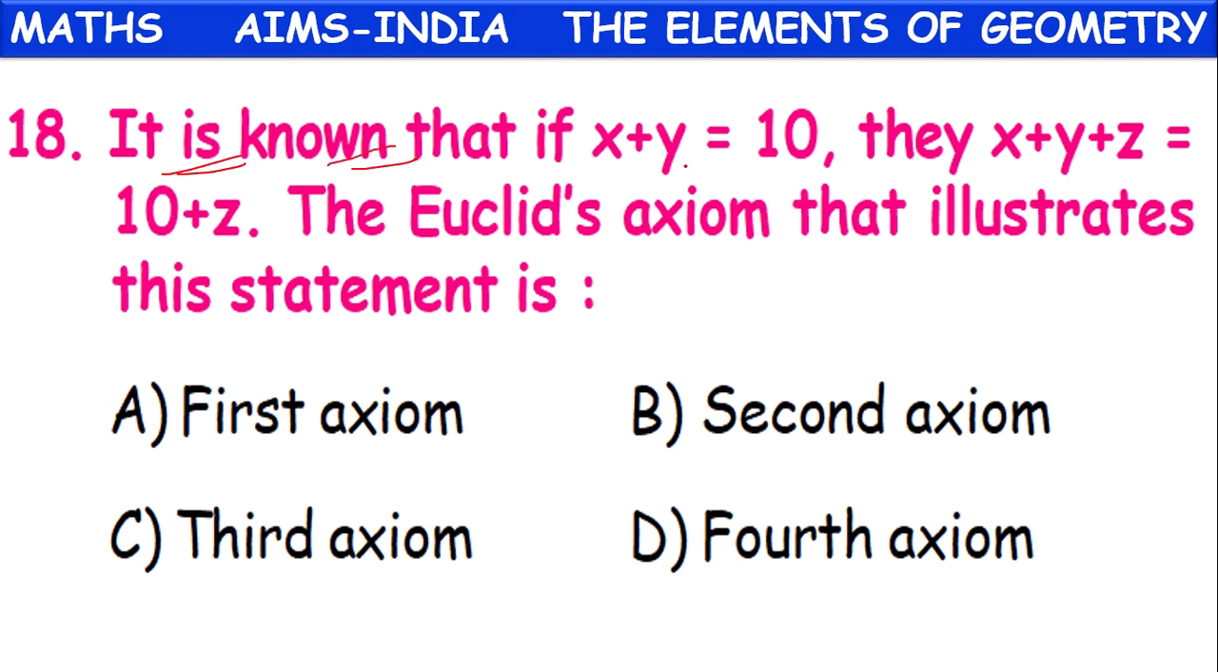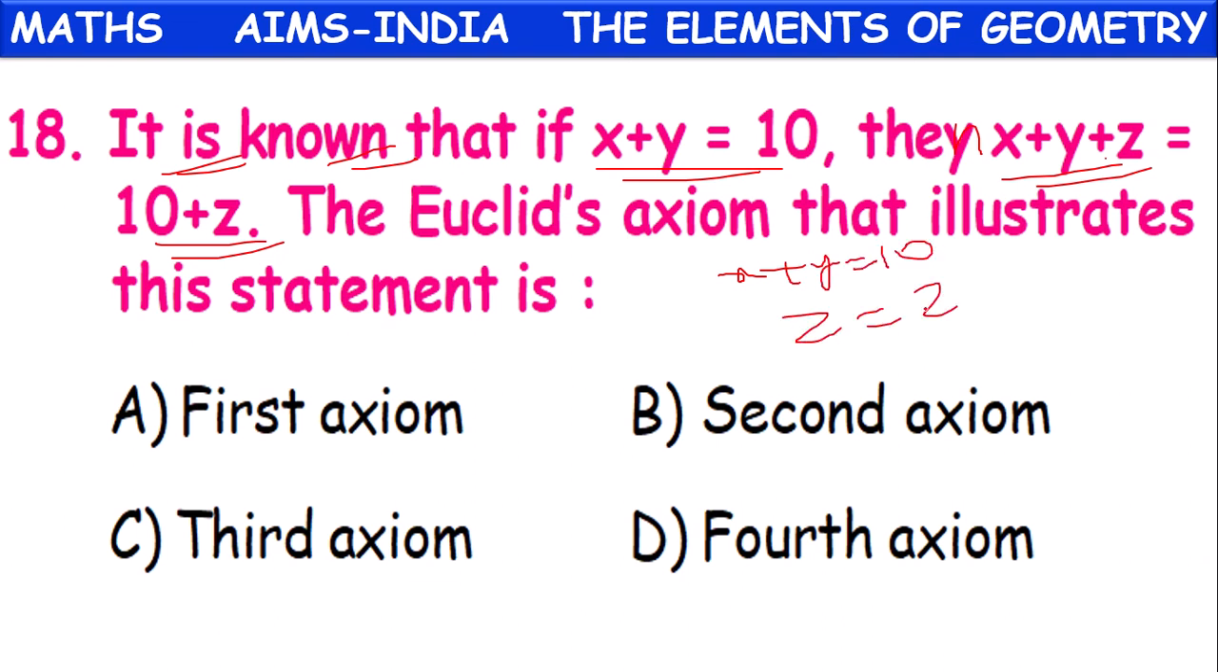It is known that if x plus y equals 10, then x plus y plus z equals 10 plus z. We know that they have given x plus y equal to 10. Suppose we have z equals z. If we add these, then x plus y plus z equals, on the right hand side, 10 plus z.